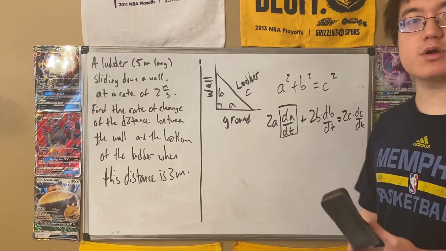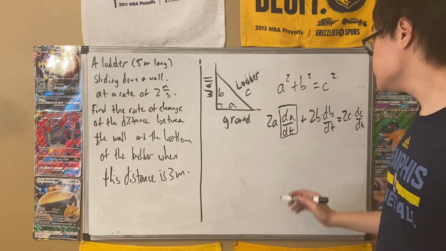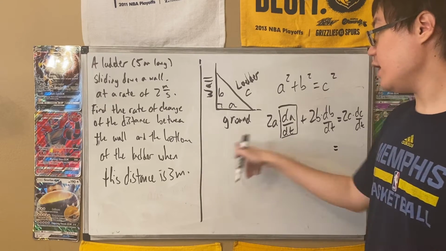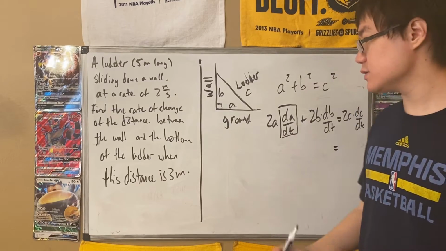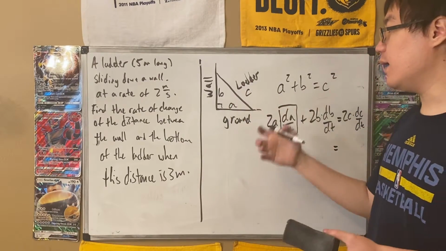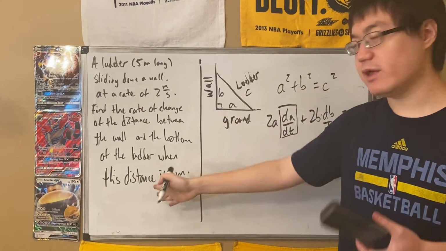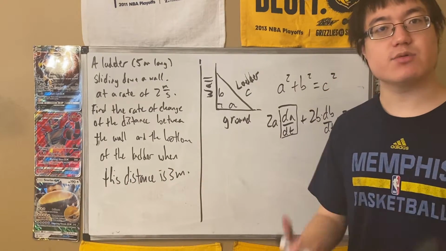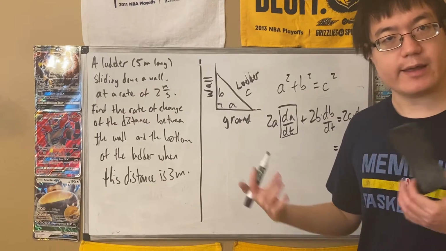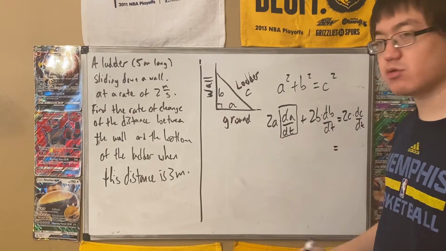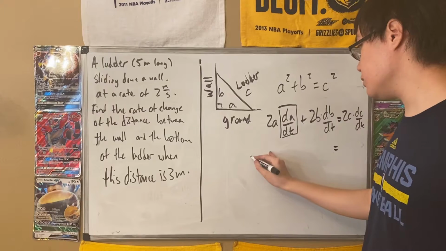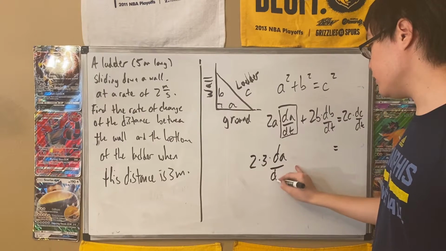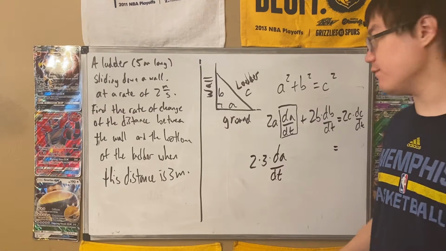So now we're going to start plugging in values. First off, we have A, because A represents the distance between the bottom of the ladder and the wall. And keep in mind that this distance doesn't have the word rate, it's just the distance, 3 meters. So it doesn't go into a rate, as our hint suggested, but into a variable, and that's going to be A. So it's going to be 2 times 3. We're not going to be able to plug in anything for dA/dt because that's the quantity we're solving for.